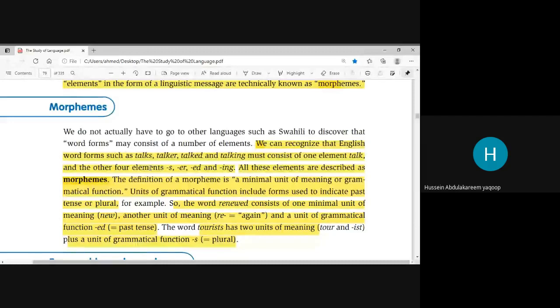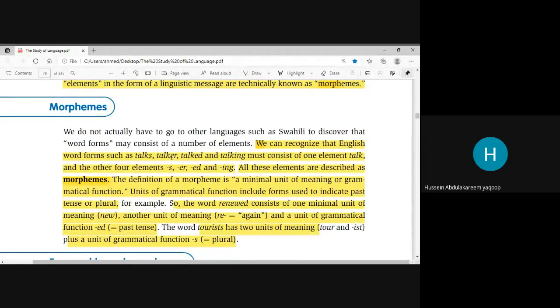Okay. So now we have one element, which is talk. Beside this, we have another four elements. They are, as you see, s, er, ed, and ing. These are not put haphazardly, they are not without any meaning. But when I have the S here, I may have, for example, Ahmed usually talks rapidly, or somebody drives his or her car, maybe their car, slowly. So now the S here may mean the reflection of the present tense.